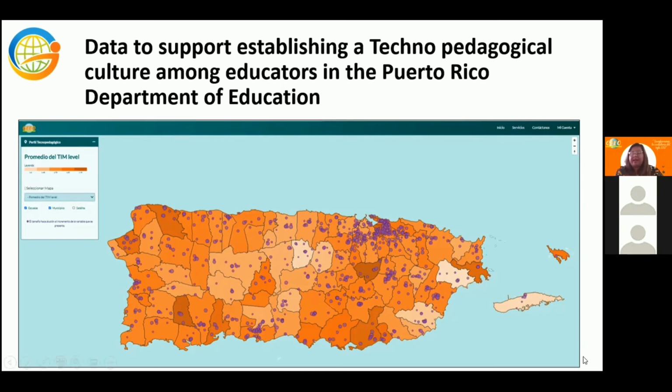And what we see is that, for example, on the island of Vieques, first of all, we have few schools on that island, but then we also have most of the teachers at the introductory level of teaching and learning with technology, whereas there are other districts that are much darker, and that means that they have more educators that have a higher level of knowledge according to the TIM level.